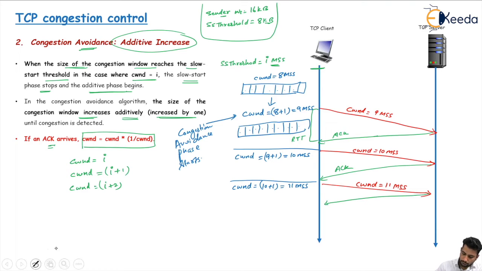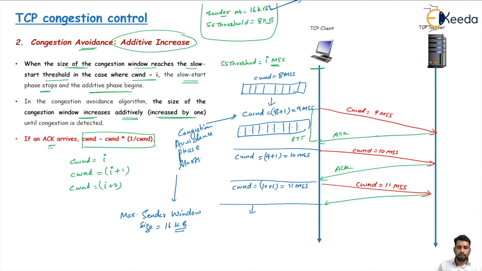This is going to increase up to how much? The congestion avoidance phase is going to increase up to the maximum sender window size. The maximum sender window size here is 16 kilobytes. Up to the segment size of 16 kilobytes, this congestion avoidance phase goes on continuously. When our congestion window size is equal to 16 KB or 16 MSS, here 1 MSS is equal to 1 kilobyte, we send this 16 KB.